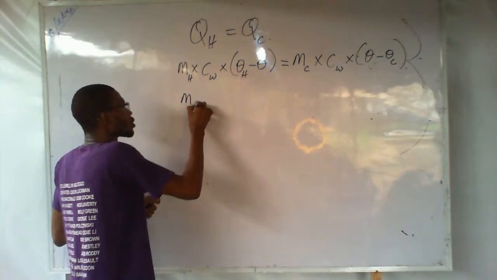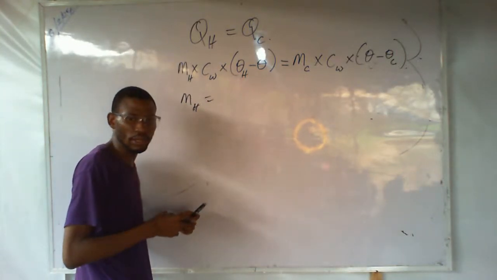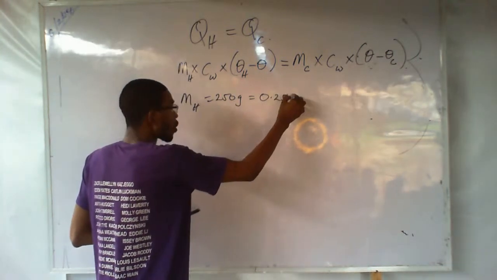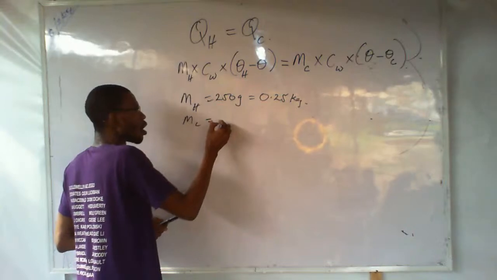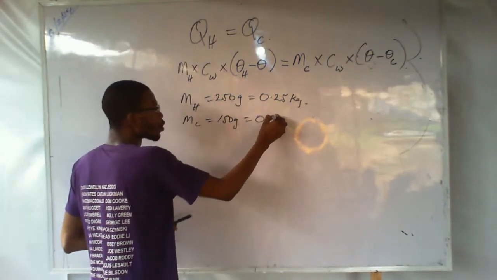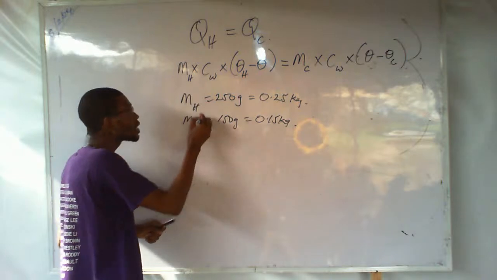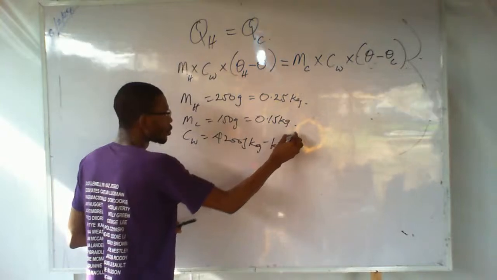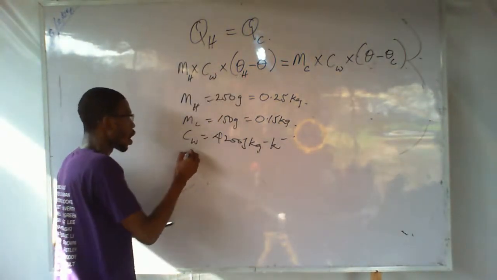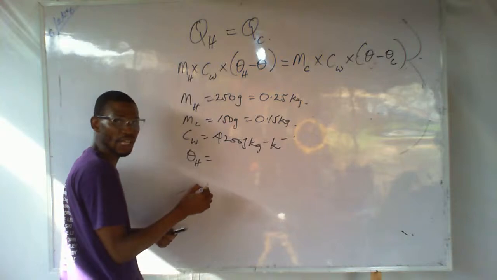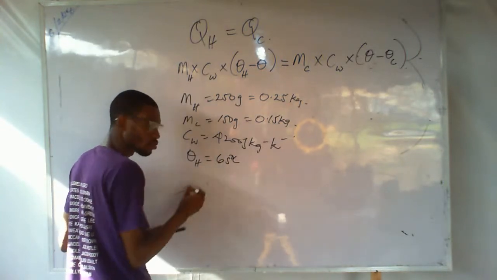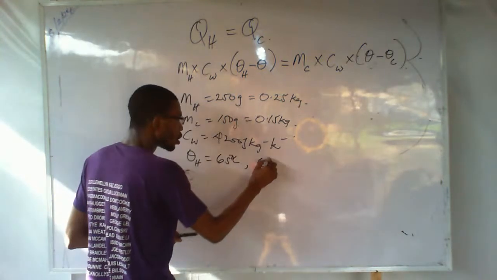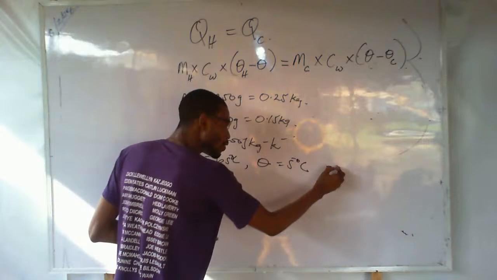Mass of hot water is what? 200, that will be 0.25 kilogram. Mass of cold water is what? That will be 0.15 kilogram. Specific heat capacity of water is what? 4,200 joule. Temperature of the hot water is given as 65 degrees, and the temperature of the cold water is given. Then we are looking for this one.